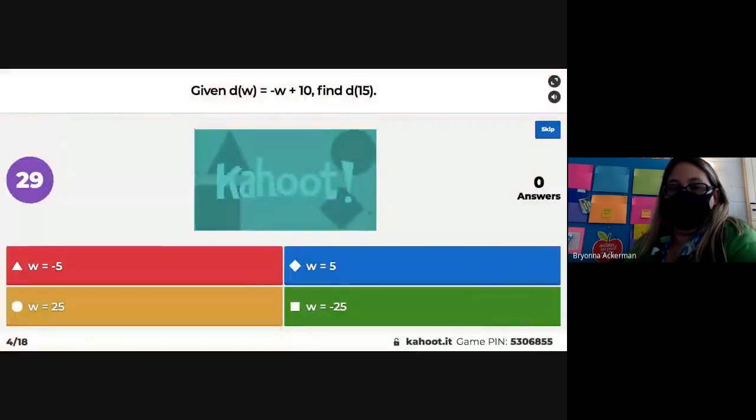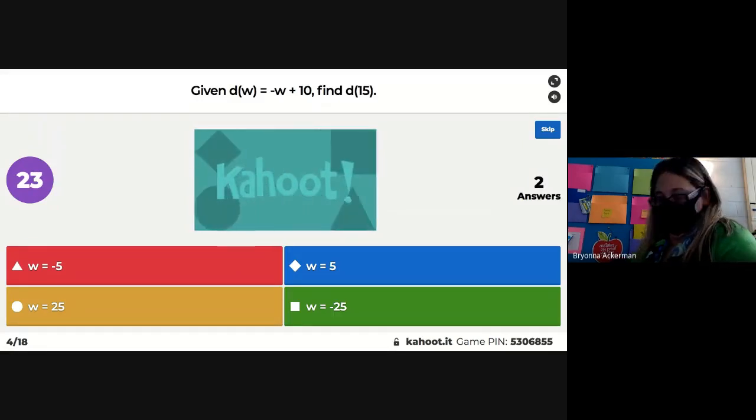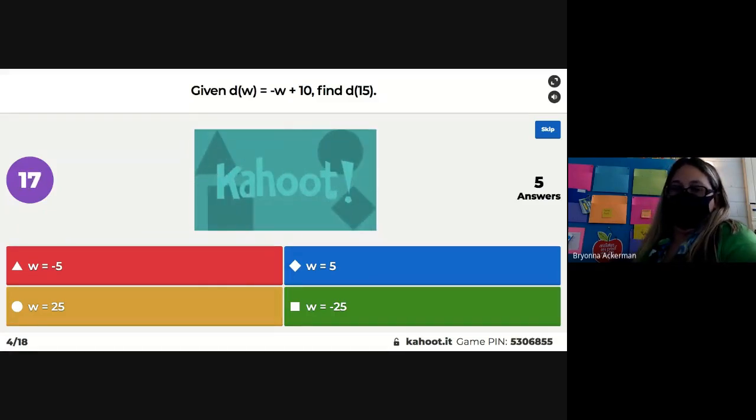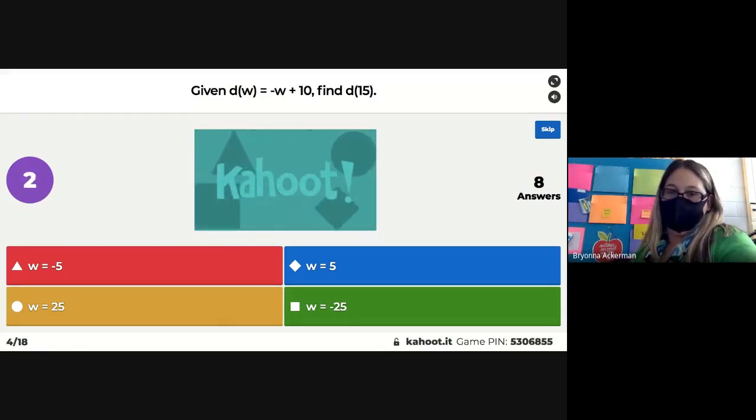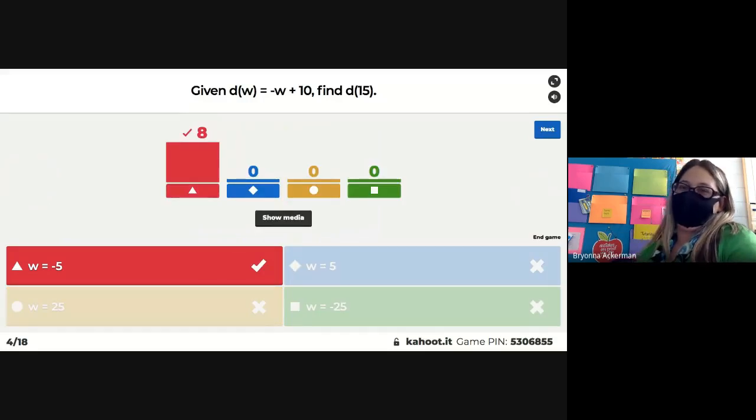Okay, D of W is equal to negative W plus 10. Find D of 15. This is just like that. It's inside the parentheses, so you're putting it in for the variable. Guys, you should have been able to do it in your head. If I put in 15 here, there's already a negative. Negative 15 plus 10.